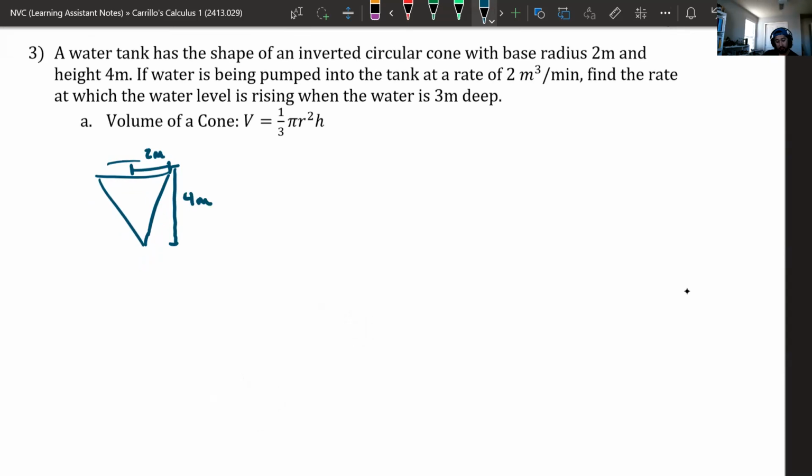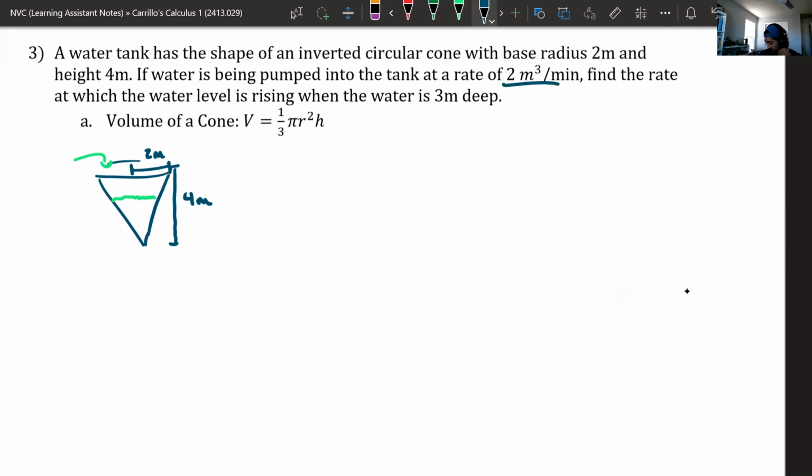If water is being pumped into the tank at a rate of 2 cubic meters per minute, find the rate at which the water level is rising when the water is 3 meters deep. Okay. So we know that there's water that is being poured into this tank, right? And as water is being poured into this tank, the water level is increasing. So far, so good? Yeah, it's doing great. All right, perfect.